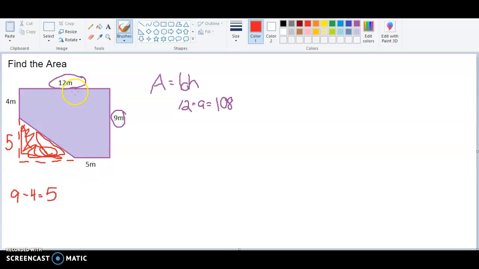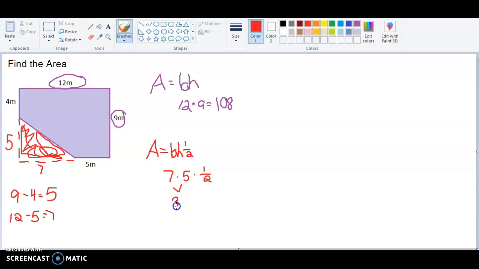Okay? Same thing here. This whole side equals 12, so I need the whole bottom to equal 12. So 12 minus 5 equals 7. That means this right here is going to be 7. Okay? I'm going to use the same triangle formula I used before. Area equals base times height times 1/2. Okay? So I'll take my 7 times my 5 times 1/2.